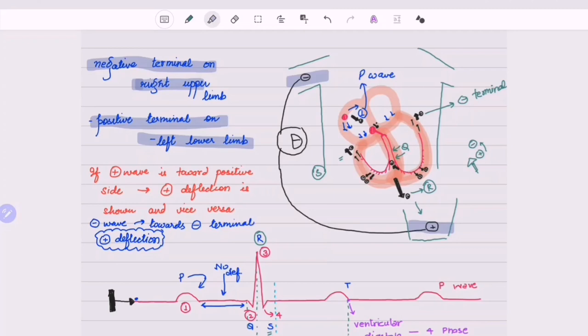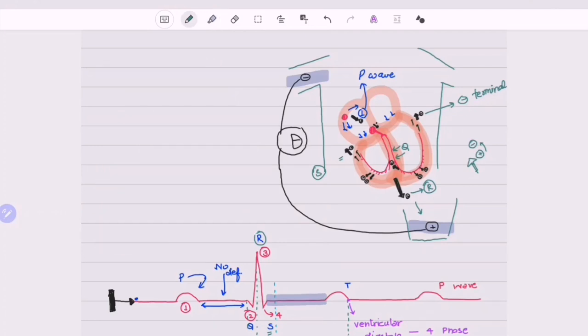Now the whole depolarization of the ventricle has happened. So there is no further deflection of the needle of the galvanometer, which is represented by this line in the ECG. Now as the whole ventricle has been depolarized, the point came of repolarization, that is the diastole of the ventricles.